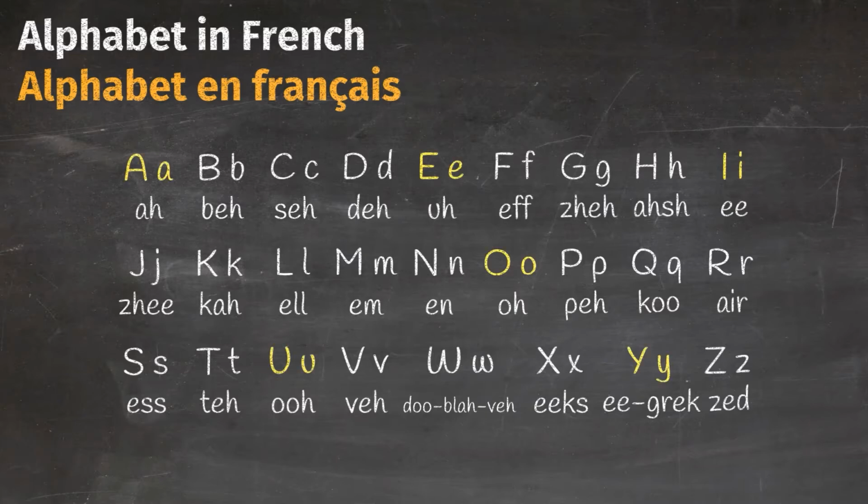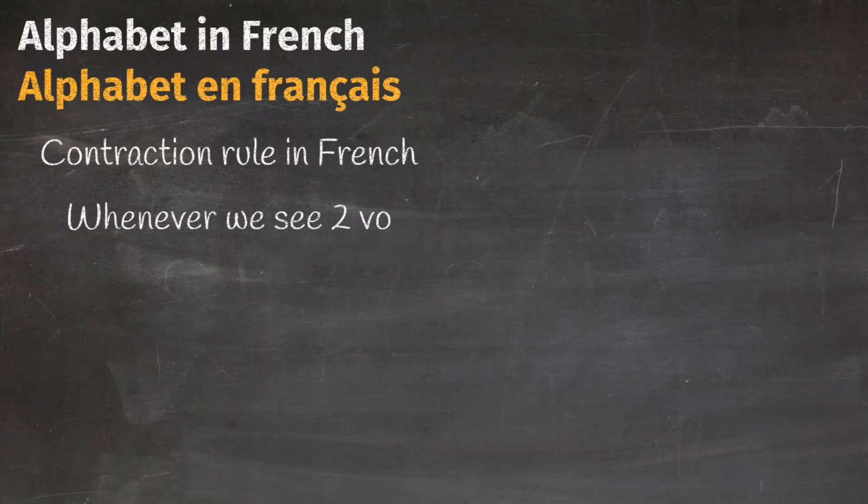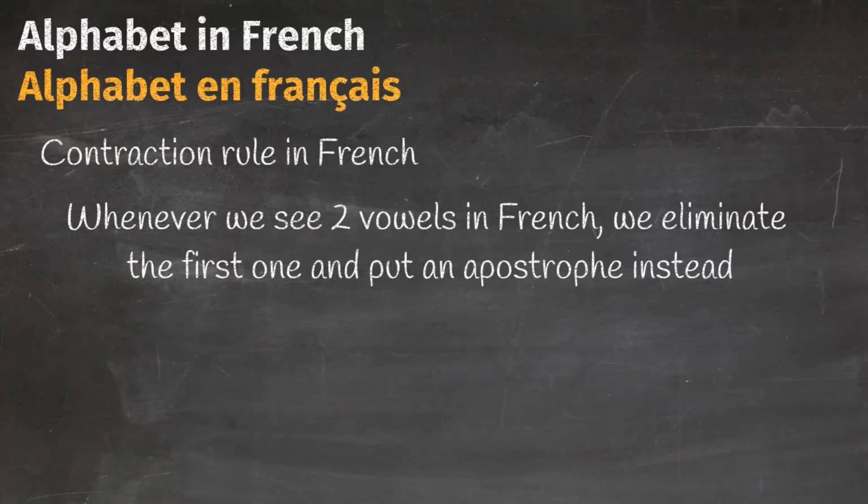And 6 of these letters are vowels. Why do we need to know that? Because of the next page, the rule of contraction. Contraction rule in French. What does it mean? Whenever we see 2 vowels in French, we eliminate the first one and put an apostrophe instead. Let's check the example together.